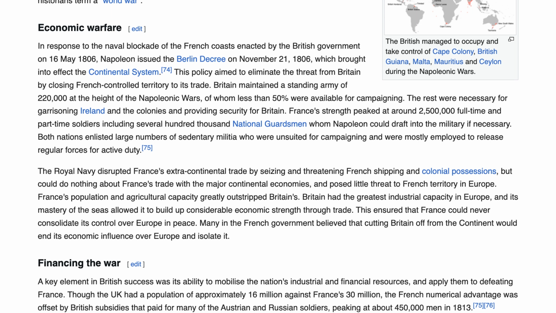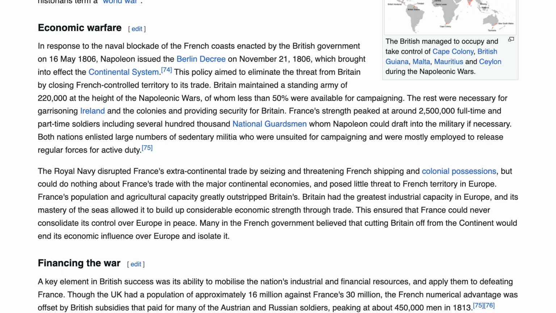Britain maintained a standing army of 220,000 at the height of the Napoleonic Wars, of whom less than 50% were available for campaigning. The rest were necessary for garrisoning Ireland and the colonies and providing security for Britain. France's strength peaked at around 2,500,000 full-time and part-time soldiers, including several hundred thousand National Guardsmen, whom Napoleon could draft into the military if necessary. Both nations enlisted large numbers of sedentary militia who were unsuited for campaigning and were mostly employed to release regular forces for active duty.